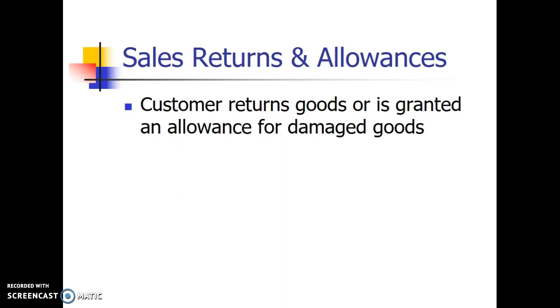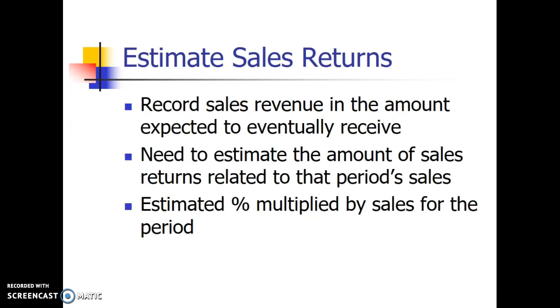And under GAAP, as I mentioned, the Financial Accounting Standards Board, when they put together GAAP, they don't want sales revenue to be overstated. So they're going to require us to estimate the sales returns, because again, we need to be recording our sales revenue at the amount we're actually going to realize, the amount we're actually going to be getting from our customers. So at the end of the period, we have to estimate the amount of sales returns.